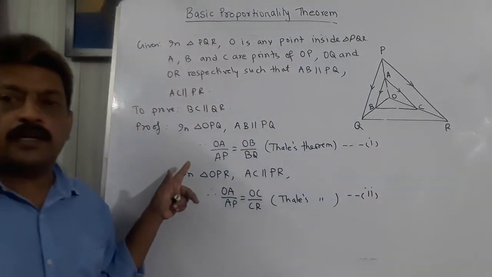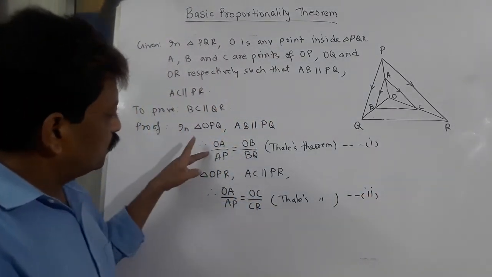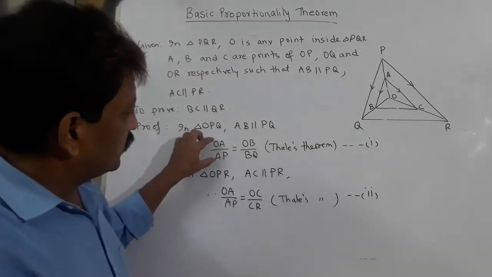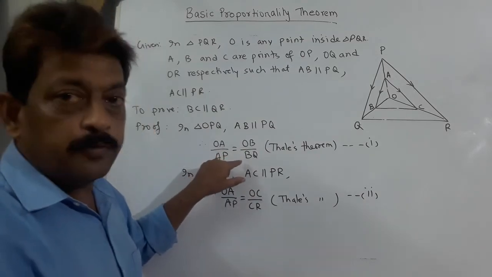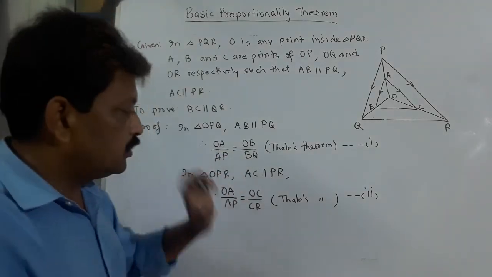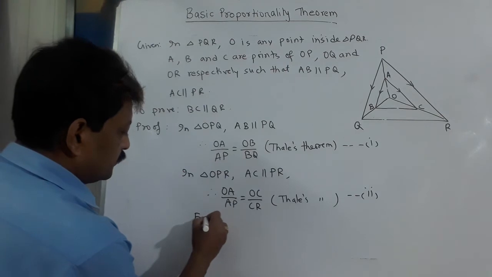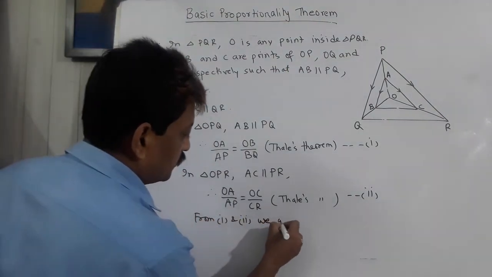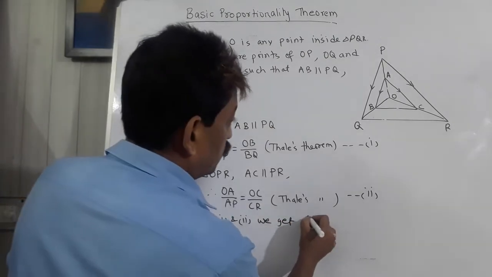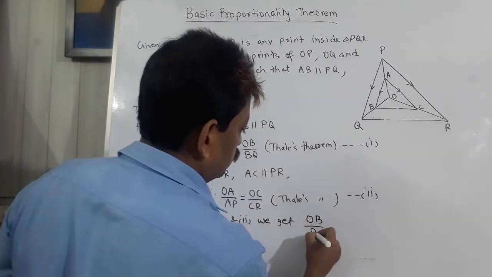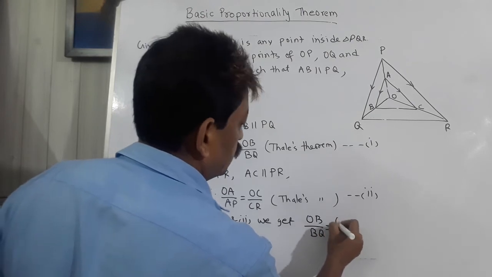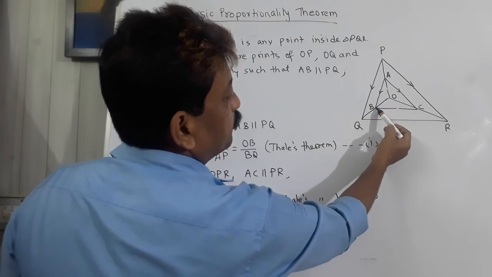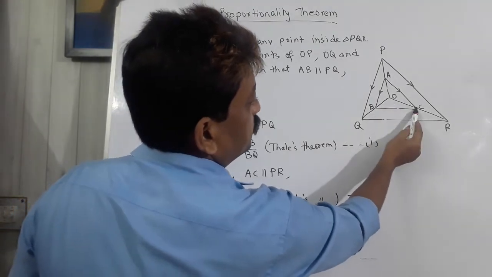Now see, the left hand sides of both the equations are equal: OA upon AP, here also OA upon AP. So we can say that the right hand sides are also equal. From 1 and 2 we get OB upon BQ is equal to OC upon CR.